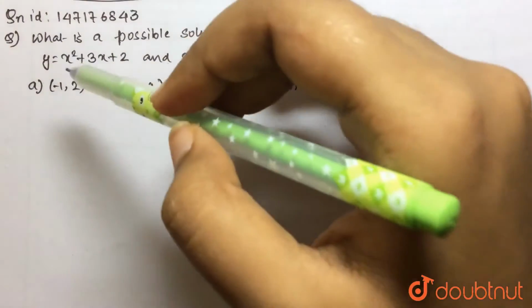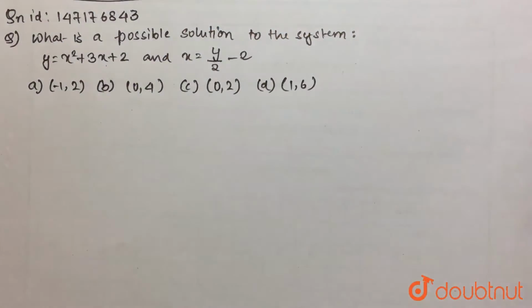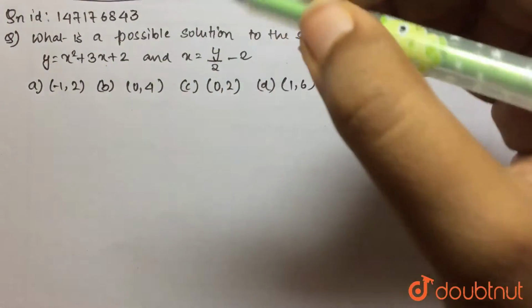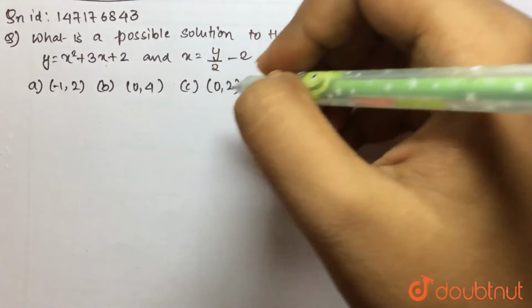Here we have been asked to find a possible solution to the system where the system has two equations, y equals x square plus 3x plus 2 and x equals y by 2 minus 2, right? So you can see the first equation is in a quadratic form because you have an x square here, and the second equation is of a linear form, okay? x equals y by 2 minus 2.